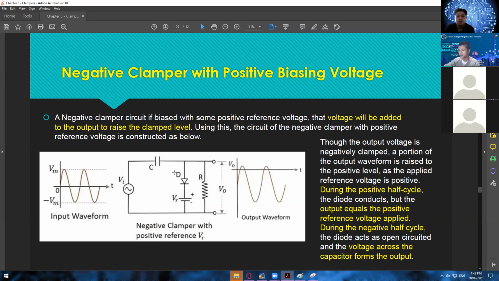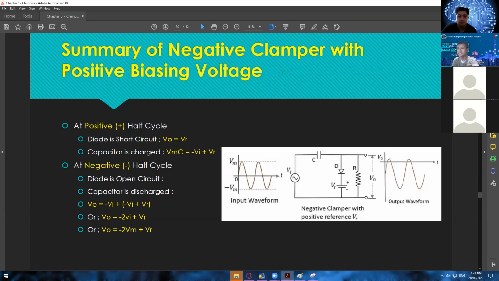So in here, the only thing that we've changed is, of course, the polarity of this one. So in here, of course, we need to start with the positive half cycle. So actually, it's like everything is just reversed. Again, I will leave the reading part to you guys. But here is the summary of a negative clamper with positive biasing voltage. So of course, we need to start now with positive half cycle because we need to make this one forward bias, in order for us to make this one a closed circuit. And with that, we'll be able to charge this capacitor.